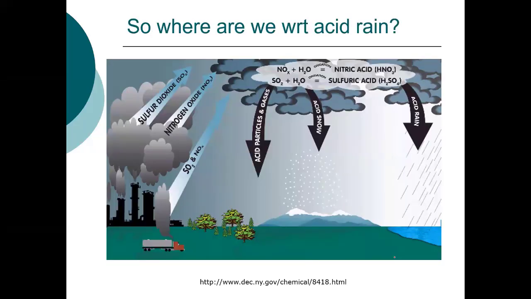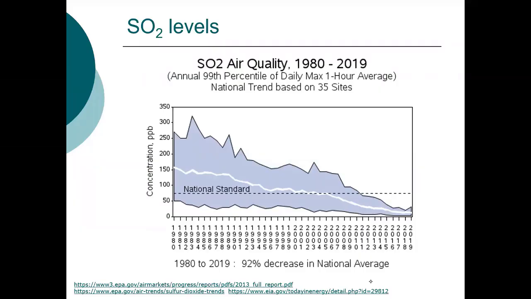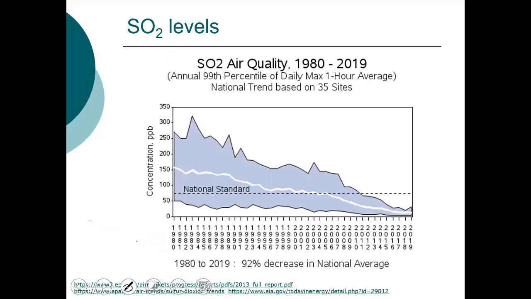So where are we right now with respect to acid rain? You don't hear it in the news. We used to hear it all the time. You don't hear much about acid rain anymore. Well, in terms of SO2 emissions, back in 1980, and we don't have much data before 1980, you see that your average concentration was about 150 parts per billion, and my pen is acting up.